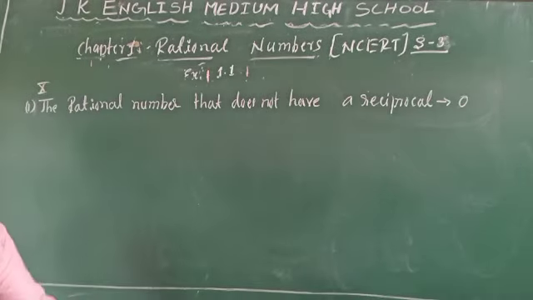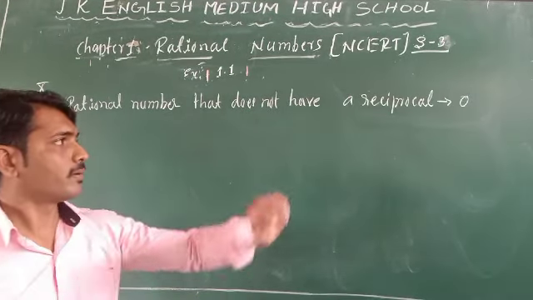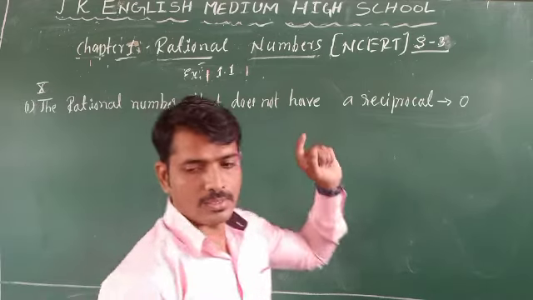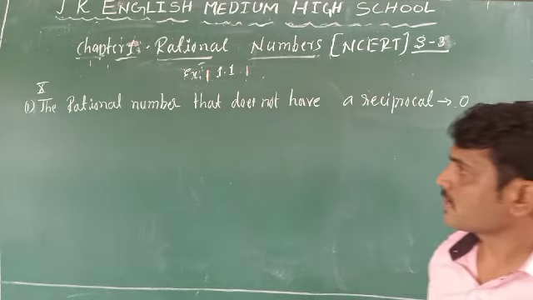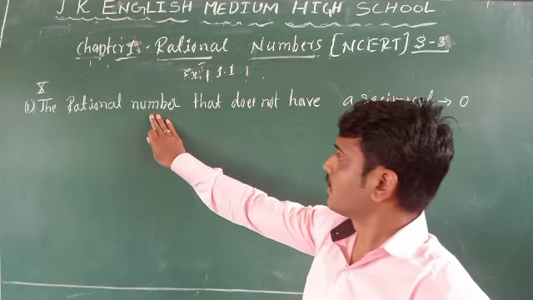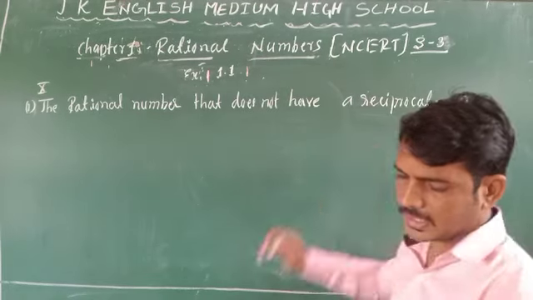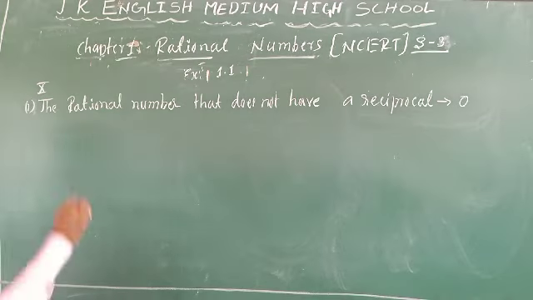Means the denominator is always positive, otherwise the denominator is always more than 1. But here we don't get the 0. If we get the denominator as 0, it will not become a rational number. What I say? The rational number that does not have a reciprocal is what? 0.